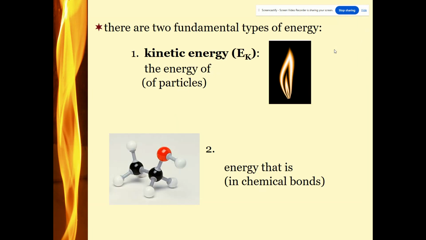Now there are two types of fundamental energy in chemistry that we focus on. One is kinetic energy, and kinetic energy is the energy of motion. We're specifically going to be talking about the motion of particles, and this is measured through temperature. Whereas potential energy is the energy that's stored in chemical bonds.